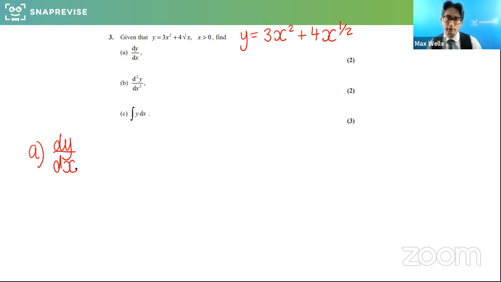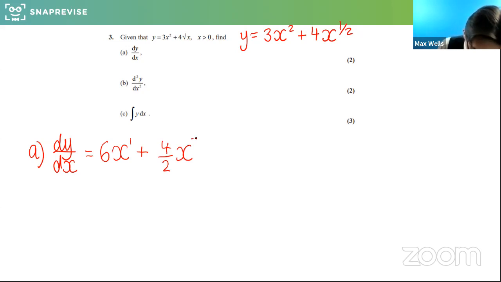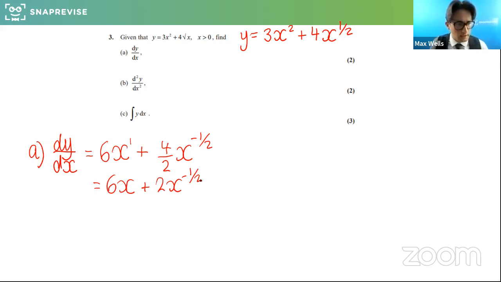Remember, for a really straightforward polynomial, or basically anything with powers of x, you multiply by the power and then subtract 1 from the power. So here we go. You're going to get 3 multiplied by the 2, so 6x to the 1. You can just leave it as 6x. And then add, you're going to multiply by the half. So you're going to get 4 over 2x, and minus 1 from the power to the minus a half, which we can just write as 6x plus 2x to the minus a half. Okay, and hopefully we're good with that.